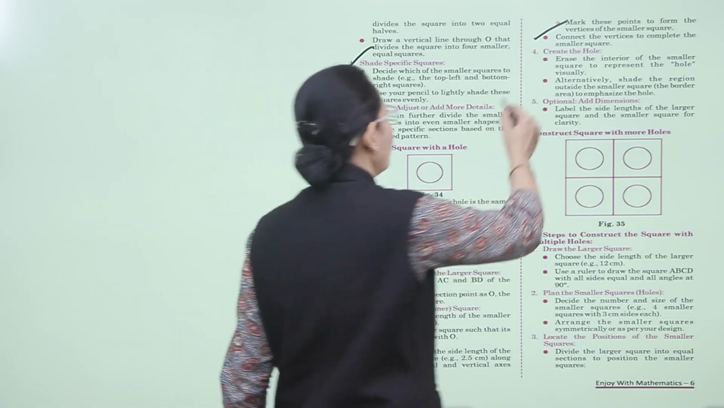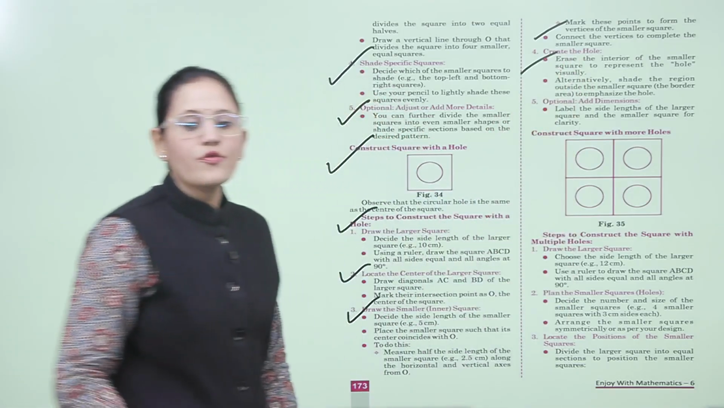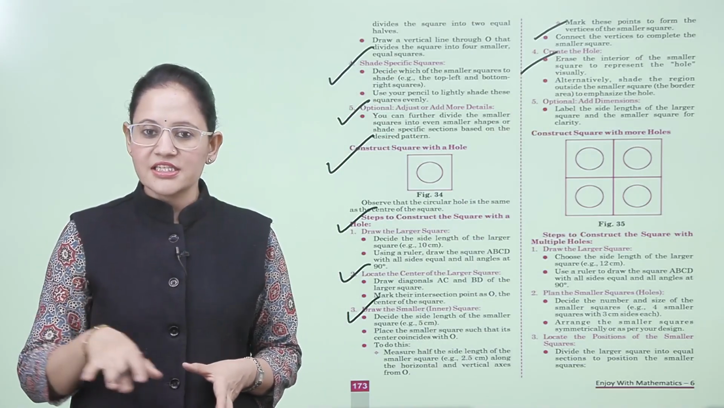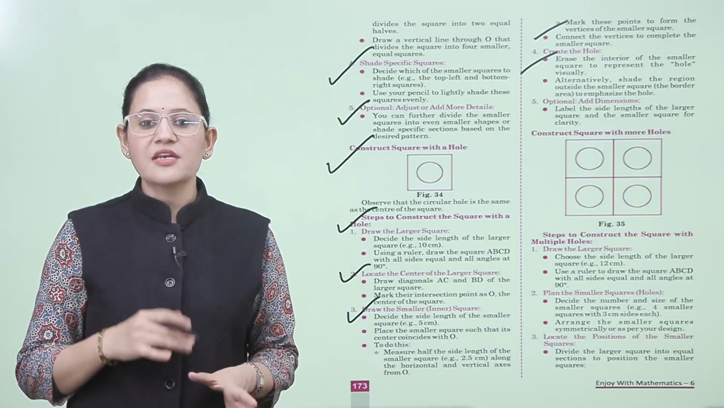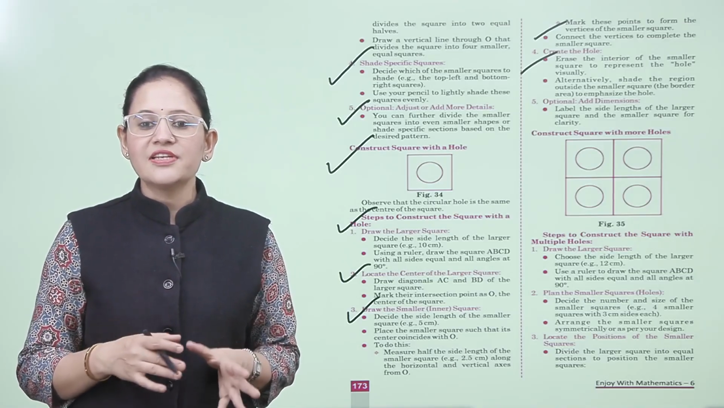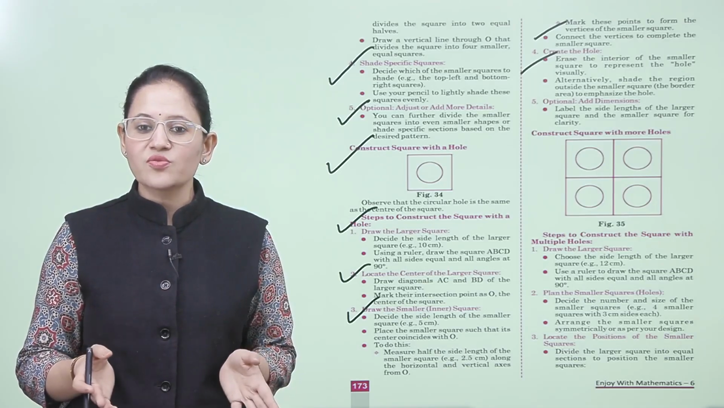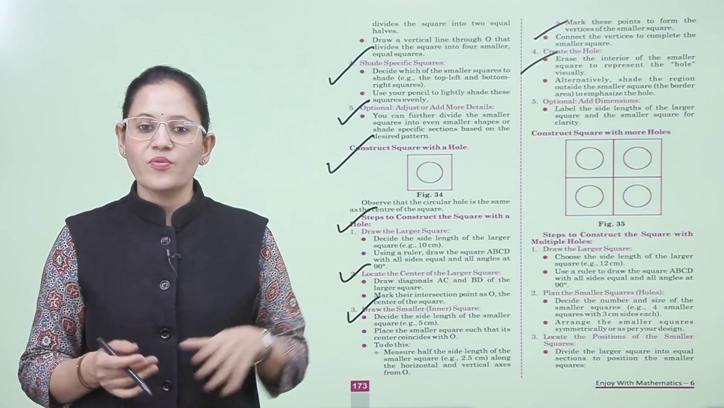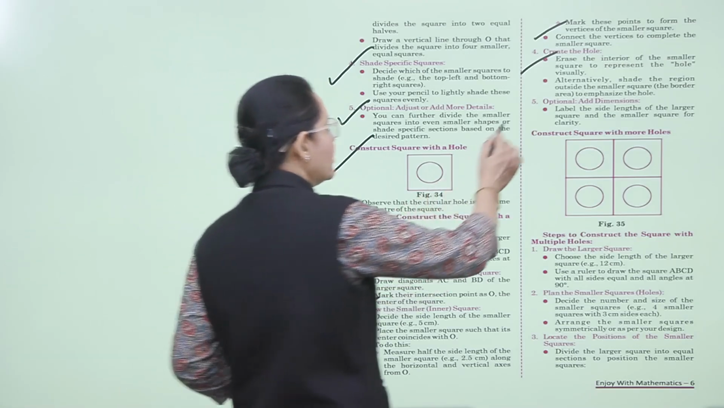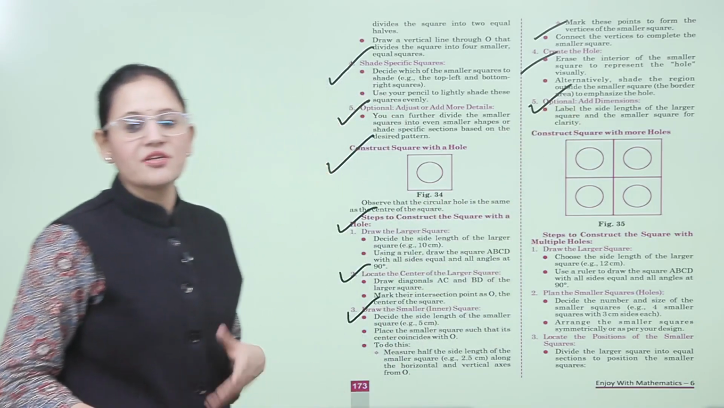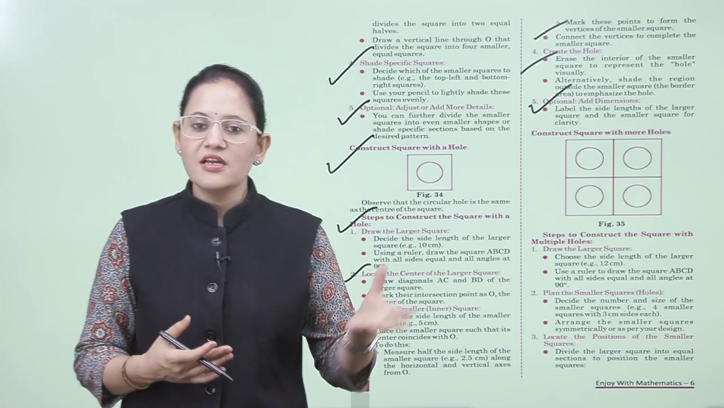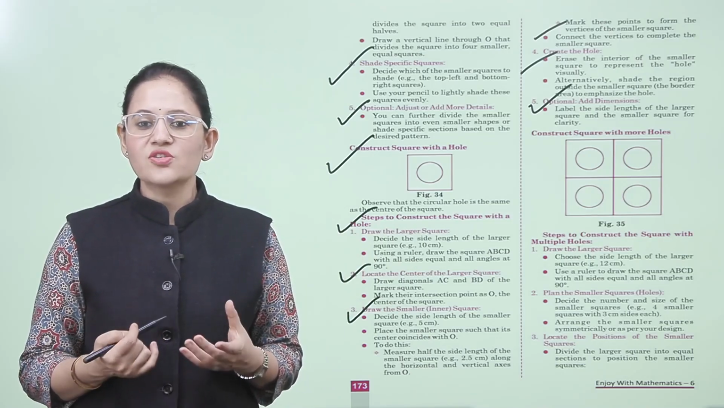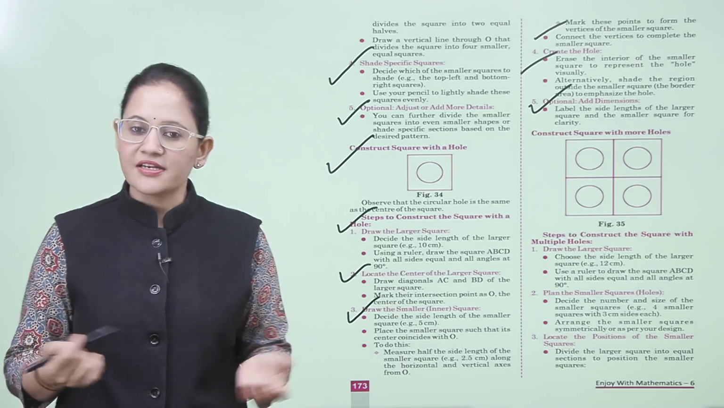Now we have to create the hole. For that, erase the interior of the smaller square. Now we'll erase the interior of the smaller square and represent the hole visually. Alternatively, shade the region outside the smaller square, the border area, to emphasize the hole so that we can see the hole. Next, that is totally optional, add the dimensions. Whatever measurement you have taken, accordingly you add the dimensions. Label the side lengths of the larger square and the smaller square for clarity.